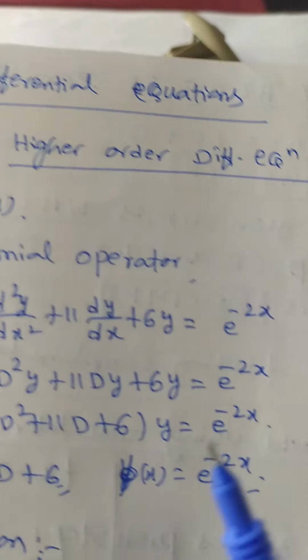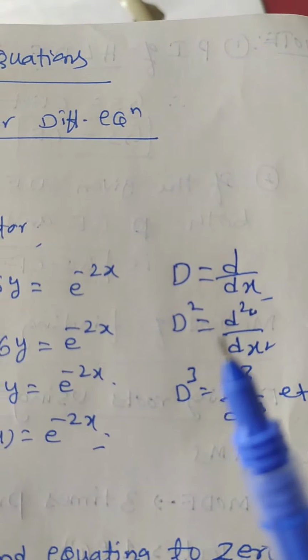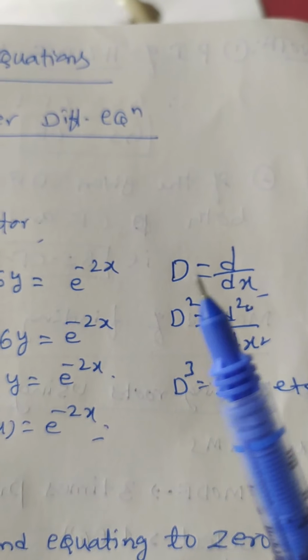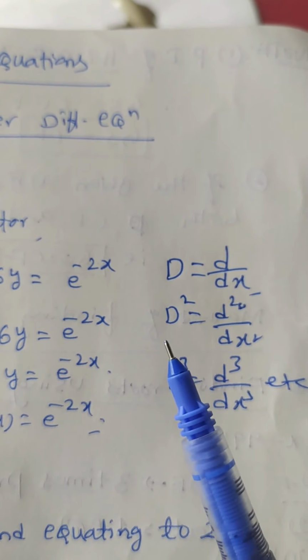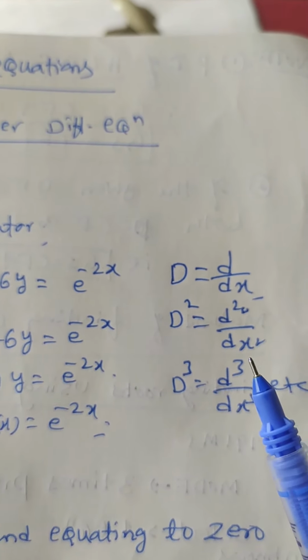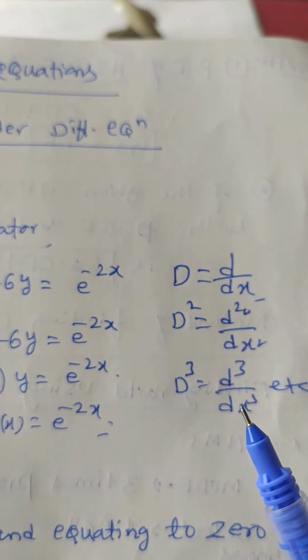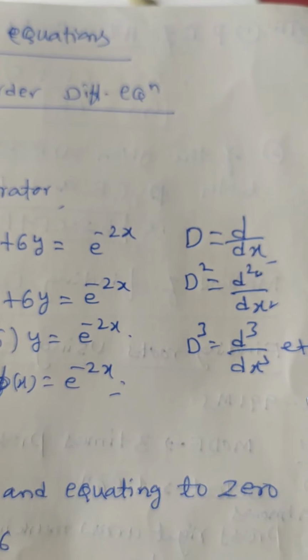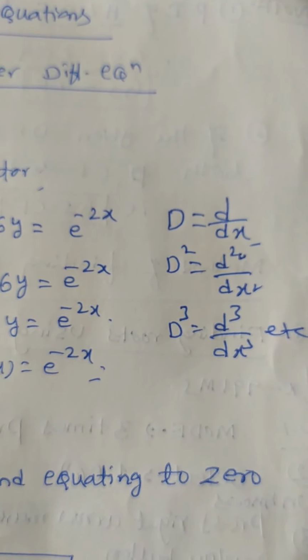And we use the differential operators D square, D cube, etc. What is D? D is d by dx. D square is d square by dx square. D cube is d cube by dx cube. If it is D power 4, it is d power 4 by dx power 4, etc. That means we have to differentiate 4 times.